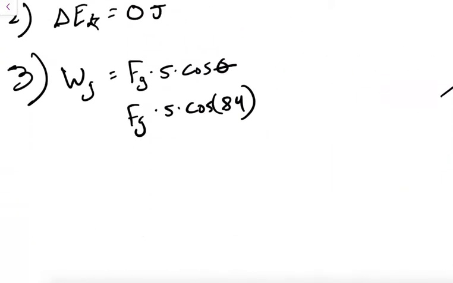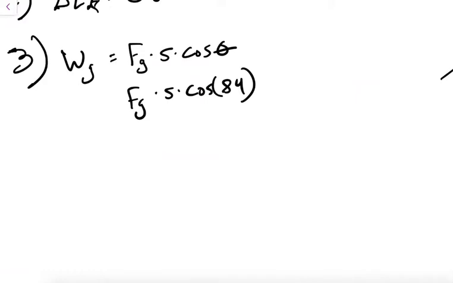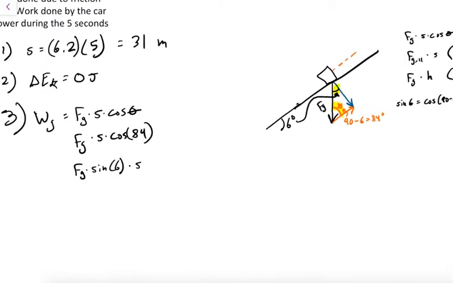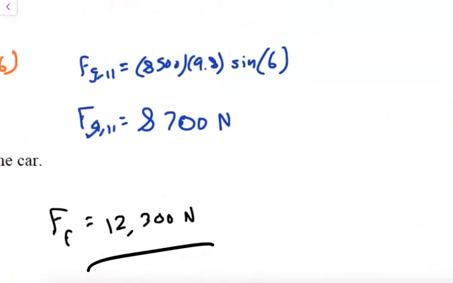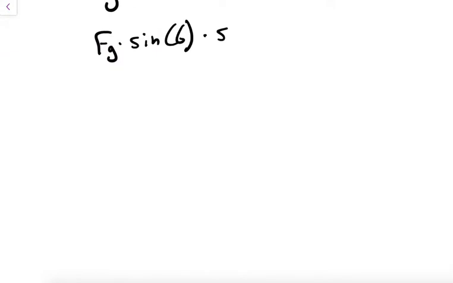So we end up with force of gravity times displacement times cosine of 84, which is the same thing as force of gravity times sine of 6 times displacement. I'm going to move s to the outside. And we already solved for force of gravity times sine of 6. That's just the parallel component of the gravitational force, so that's 8,700 newtons. So 8,700 newtons times the displacement traveled against that force gets us to a big number.